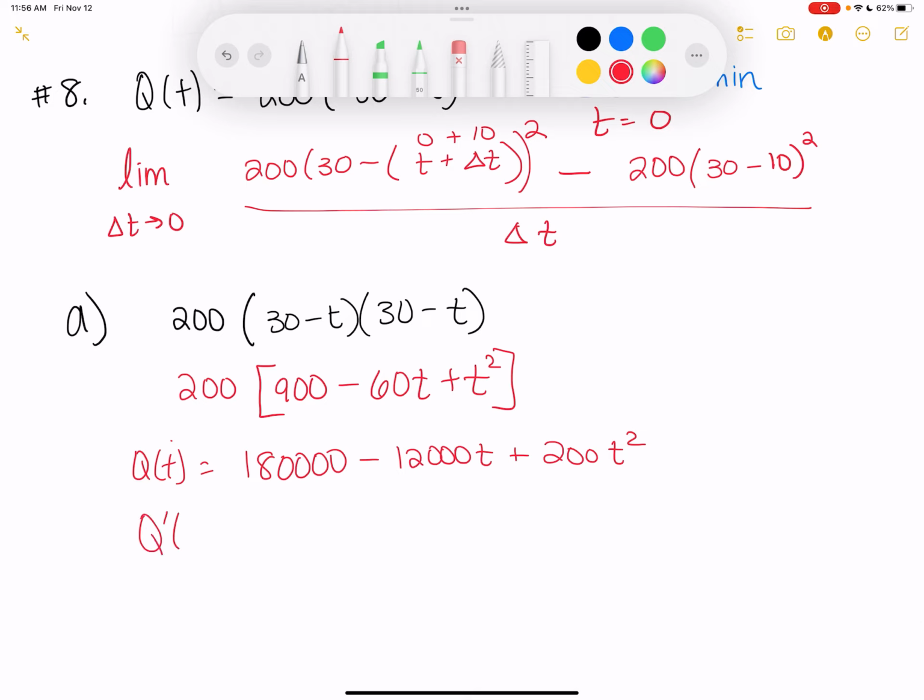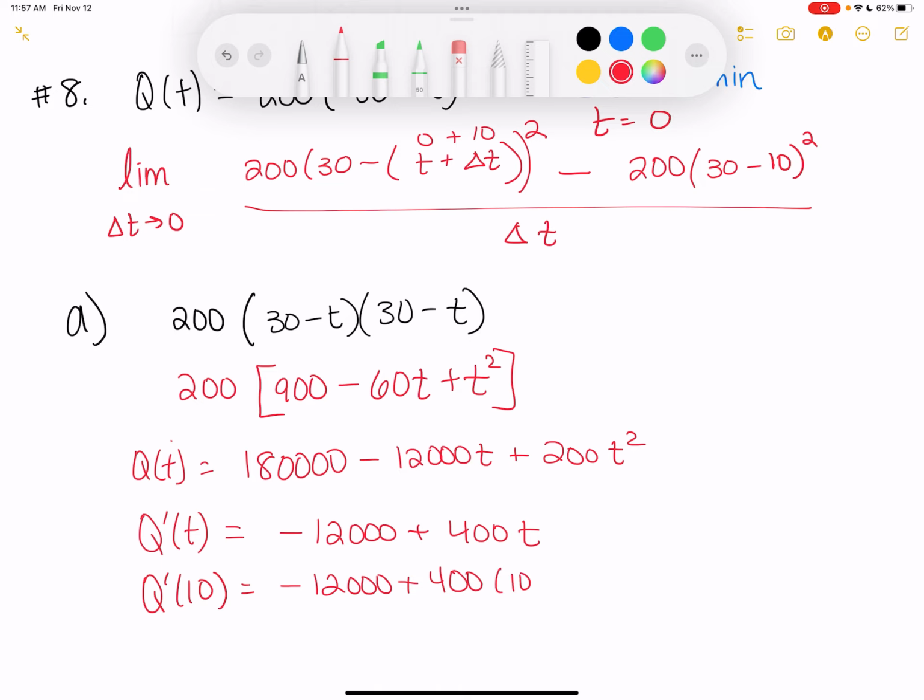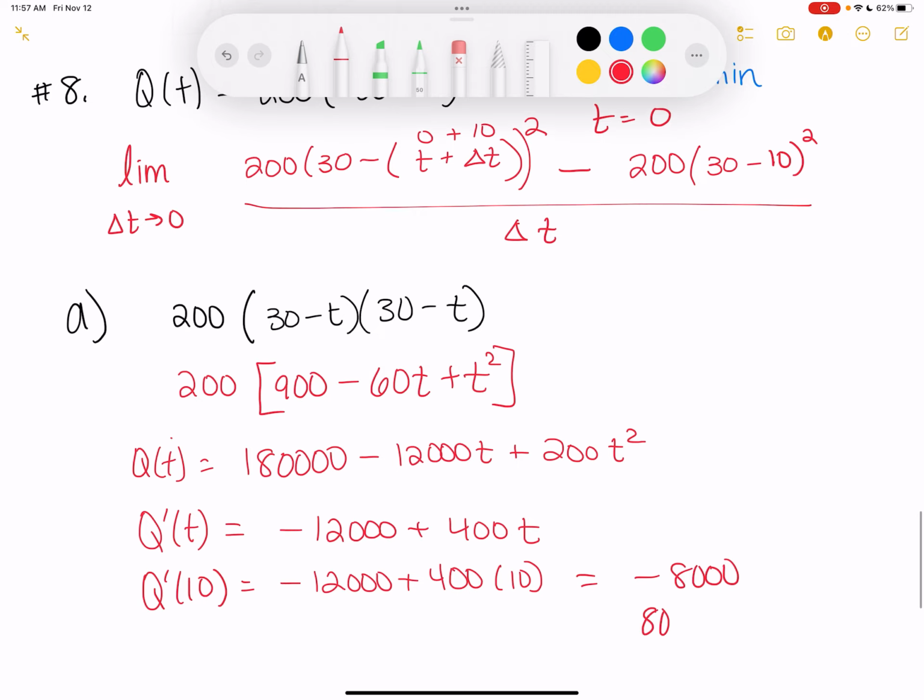So Q prime of t is equal to, this part's going away, that's going to 0. That's just minus 12,000 plus, pull the 2 out front, 400 t. And then now we evaluate this at 10 minutes. So Q prime of 10 is equal to negative 12,000 plus 400 times 10. So that's going to be 4,000. So negative 12,000 plus 4,000 is going to be negative 8,000. It asks how fast it's running out. So it's going out at 8,000.